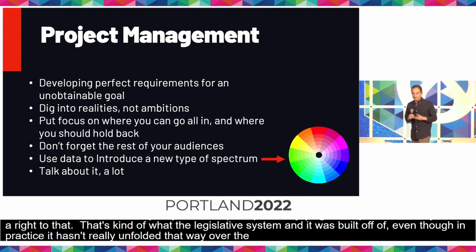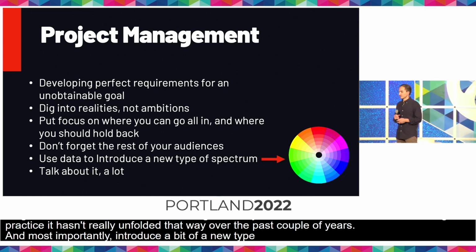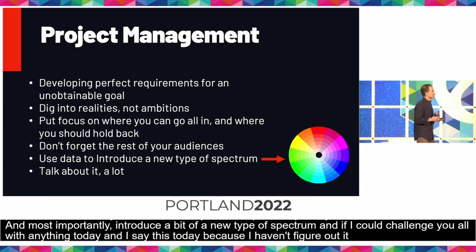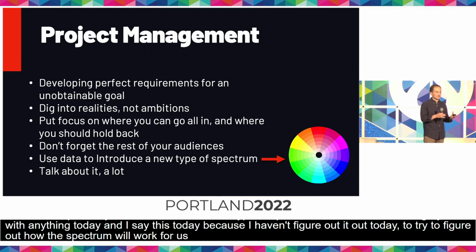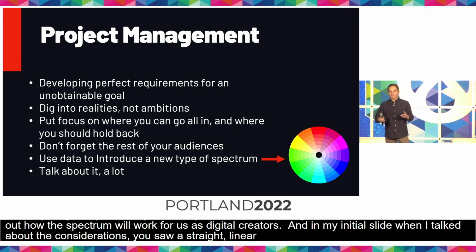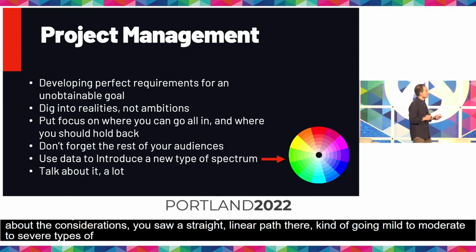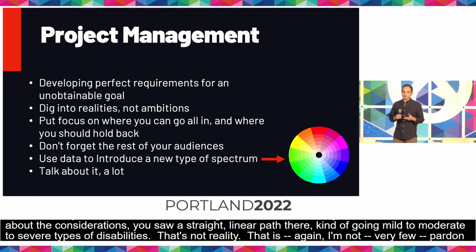And most importantly, introduce a bit of a new type of spectrum. And if I challenge you all with anything today, and I say this because I totally haven't figured it out yet, it is to try and figure out how this spectrum will work for us as digital creators. In my initial slide, when I talked about the considerations, you saw a straight linear path there with arrows on both ends, going mild to moderate to severe types of disabilities. That's not reality. Most people, when they have a disability, will have more than one disability.